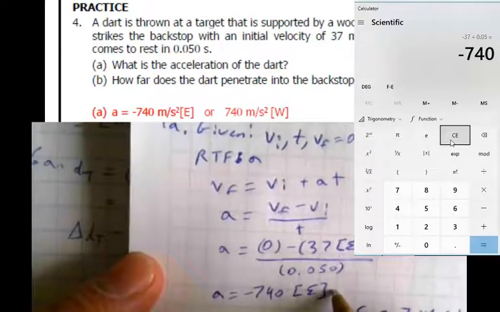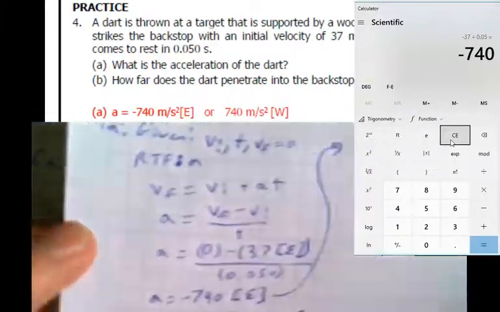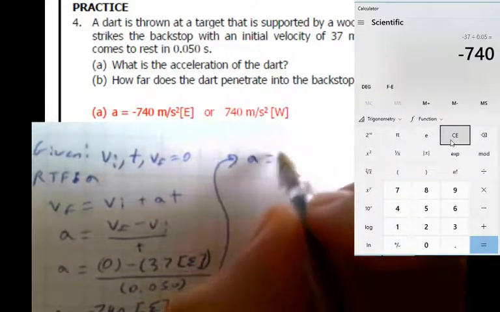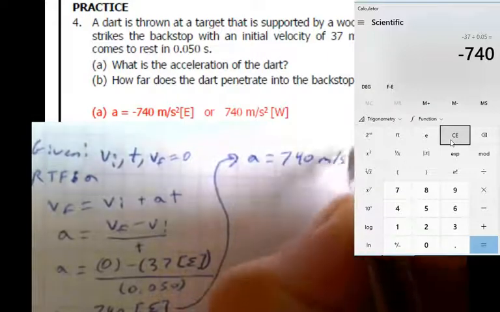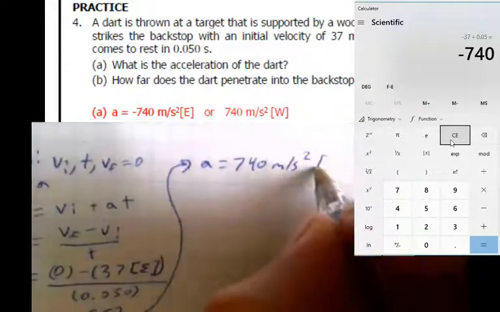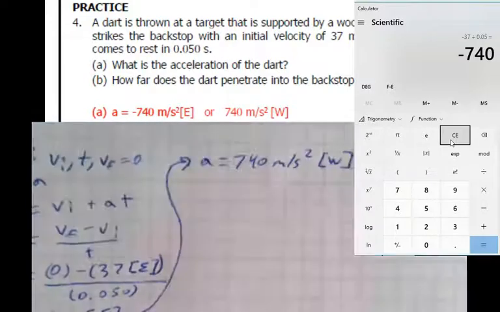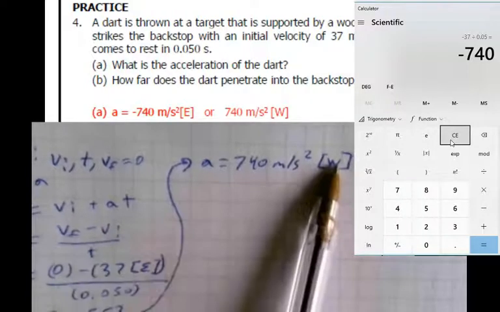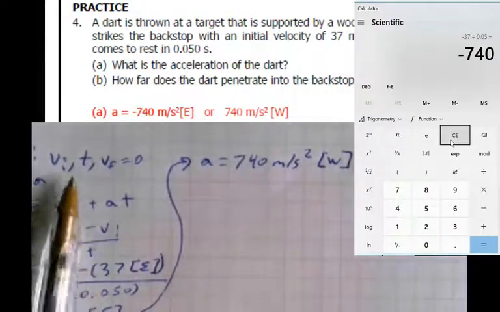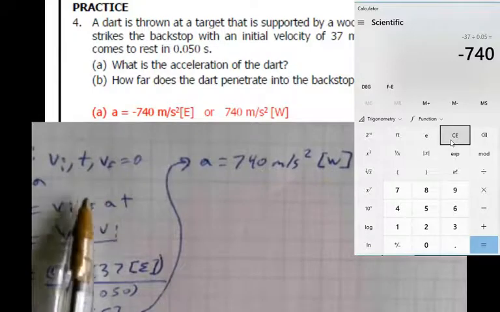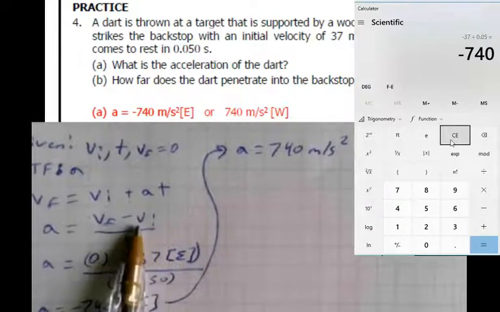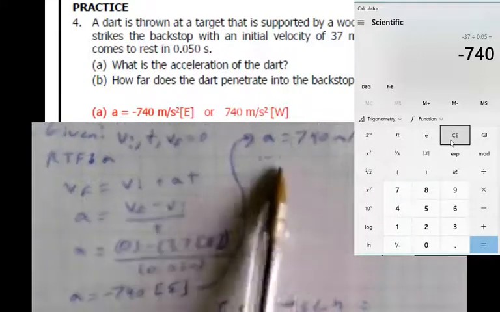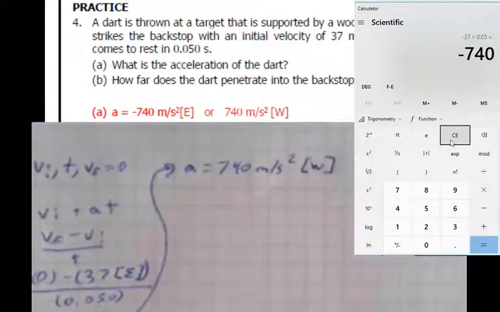I'm just going to do it up here because I ran out of space. I'm going to write that as 740 meters per second squared west in this case, just because my direction was initially given as east. If you were given a question like this and you weren't given any direction, your velocity would have to have a direction, so it would be acceptable to have a negative answer. In this case, I'm just writing it as a positive answer by changing the direction.